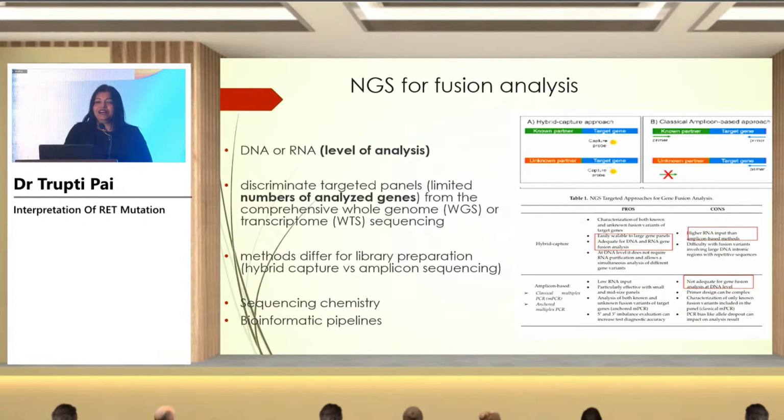Second thing, with hybrid capture you can include large gene panels, whereas when you use amplicon based, you should know which are the left side partners and the right side partners. So what does that mean? There is also a possibility that you will miss some of the novel fusion partners. So it is not that every time you see an NGS negative, it means that it is negative. You should have adequate knowledge about what panel is used, what genes are used, and what the coverage is.